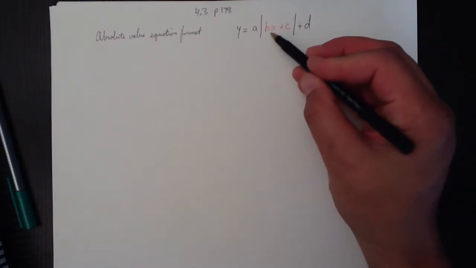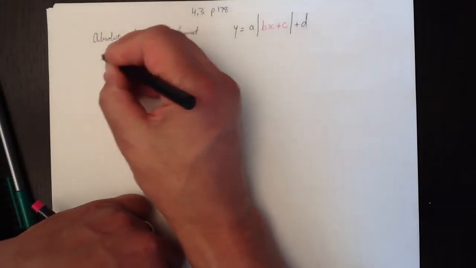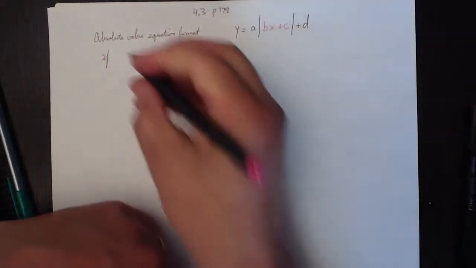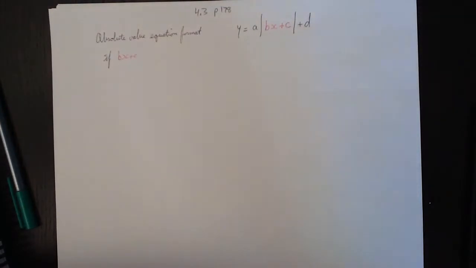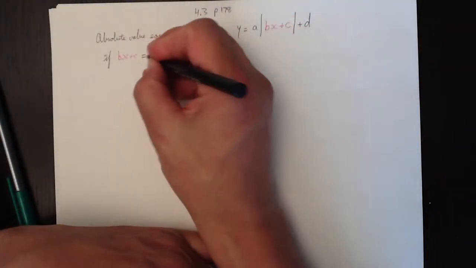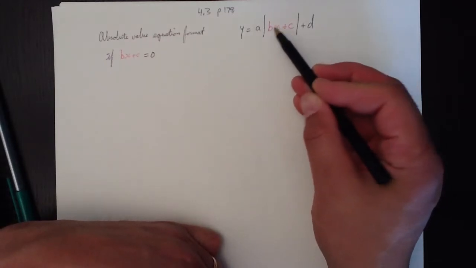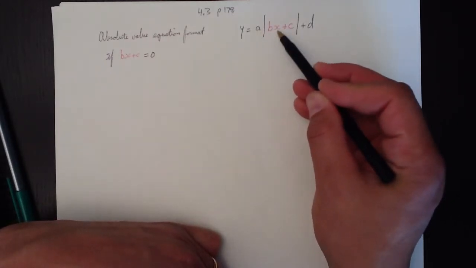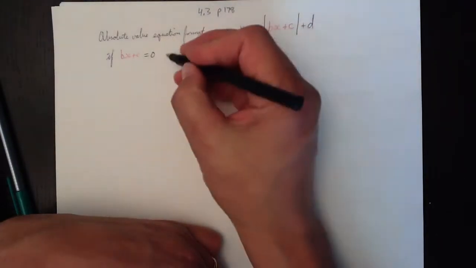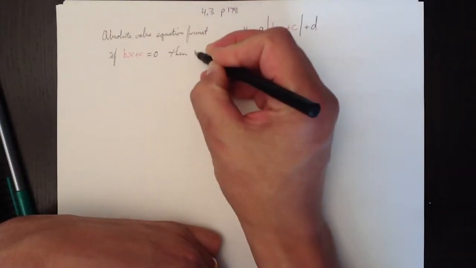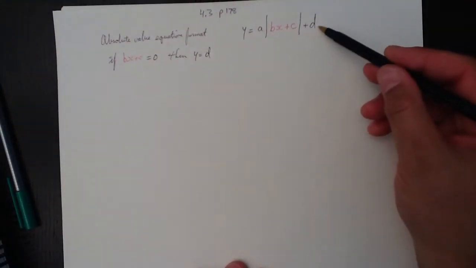One is that if bx plus c equals 0, and I'll write that down in the color pink here, bx plus c, if that equals 0, then the absolute value of 0 is 0, a times 0 is 0, and we're left with y equals plus d, or y equals d. Then y equals d. Now d is a single number, it's a constant.